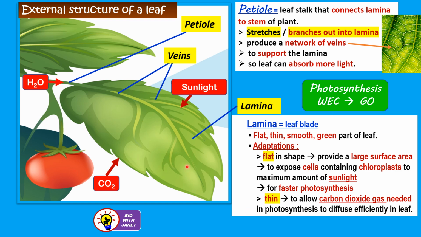So the leaf blade or lamina is very thin, right? Maybe it's roughly about 7 layers of cells thick. So it's very thin, just like a piece of paper, to allow carbon dioxide gas needed for photosynthesis to diffuse efficiently into the leaf through the stoma, which are the pores in the leaf.